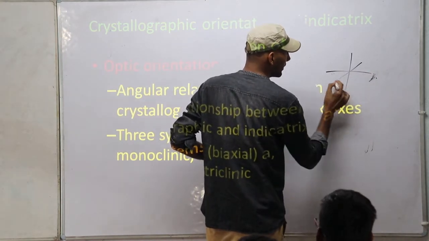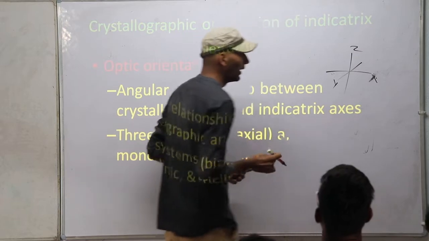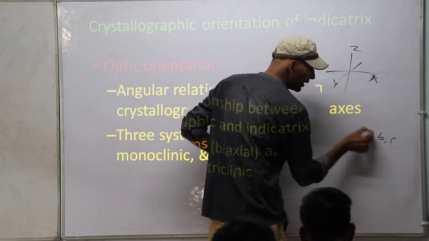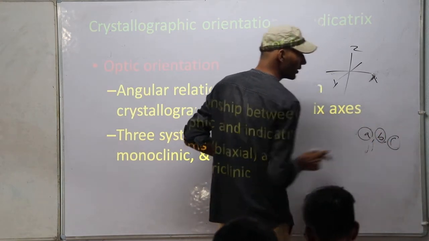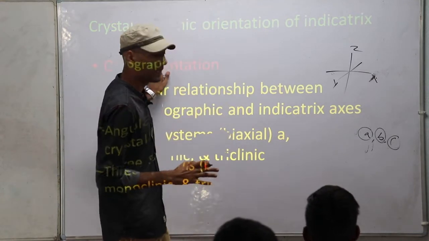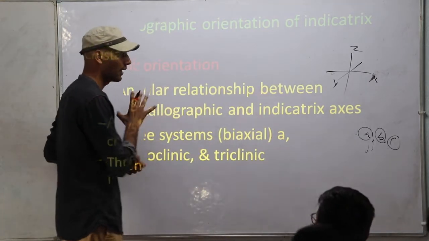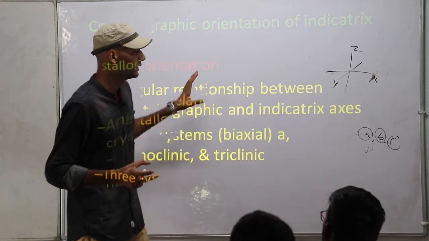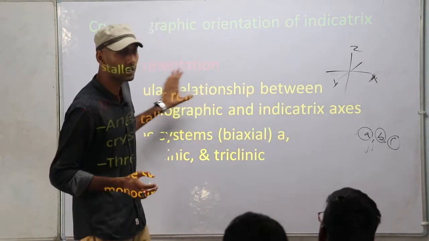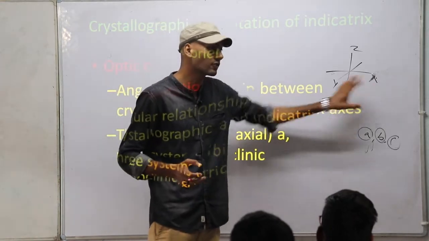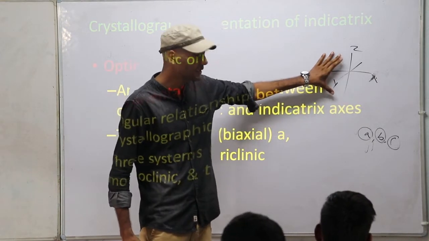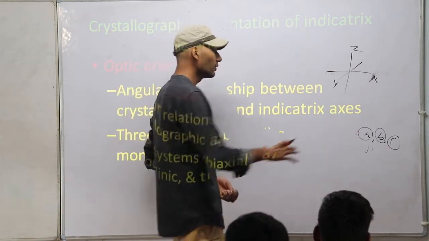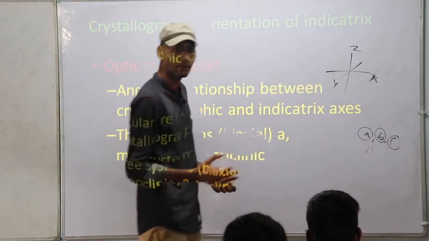X, Y and Z, and three crystallographic axes: A, B, C. A is front to back, B is right to left, C is top to bottom. In different systems, we are studying optic orientation only for biaxial minerals, because in uniaxial minerals, as I have already told in the previous video, the C axis coincides with the optic axis, so there are no three vibrations. Here three vibrations are there, X, Y, Z. That's why we are correlating the vibration axes or indicatrix axes X, Y, Z with crystallographic axes A, B, C. Now the axial relations of different systems differ.